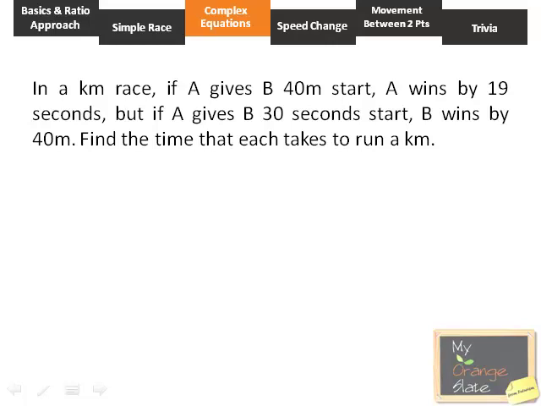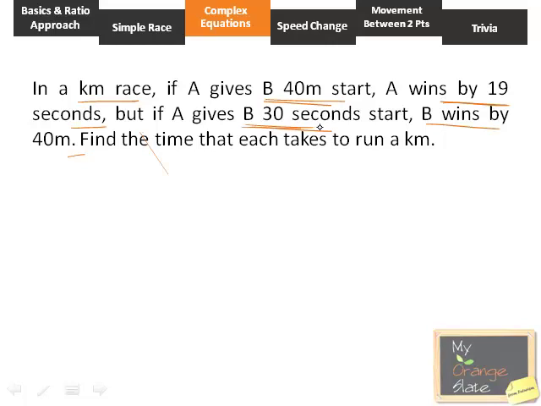Friends, if we see in this question, in a kilometer race, once again a 1000-meter race, if A gives B 40 meter start, A wins by 19 seconds. So even if A gives B a start of 40 meters, A wins by 19 seconds. Thus neither the distance traveled by both is same, nor the time taken by both is same. Also, if A gives B 30 second start, B wins by 40 meters. Once again, neither the time is same, nor the distance is same.